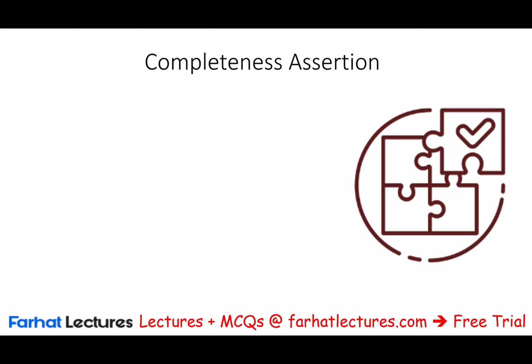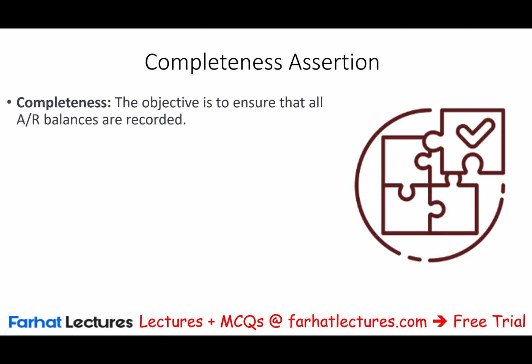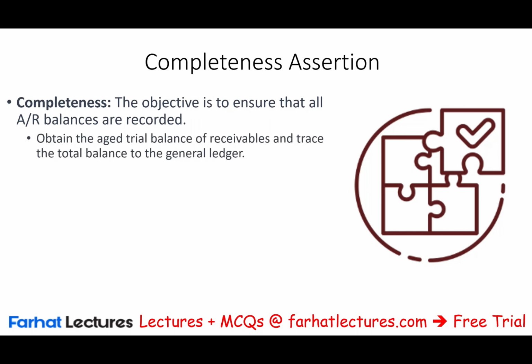The completeness assertion: did we account for all the receivables? Now, as far as receivables are concerned, completeness is not really a major issue, because companies usually show all the accounts receivable to ensure all the receivables are recorded. That's always the case. Now, what do we do to make sure we have completeness? We're going to obtain an aged trial balance and trace the total balance to the general ledger. What's an aged trial balance? Basically, having the receivables broken down by age, 30, 60, 90 days, adding them up, and making sure they all agree with the general ledger, accounting for everything.